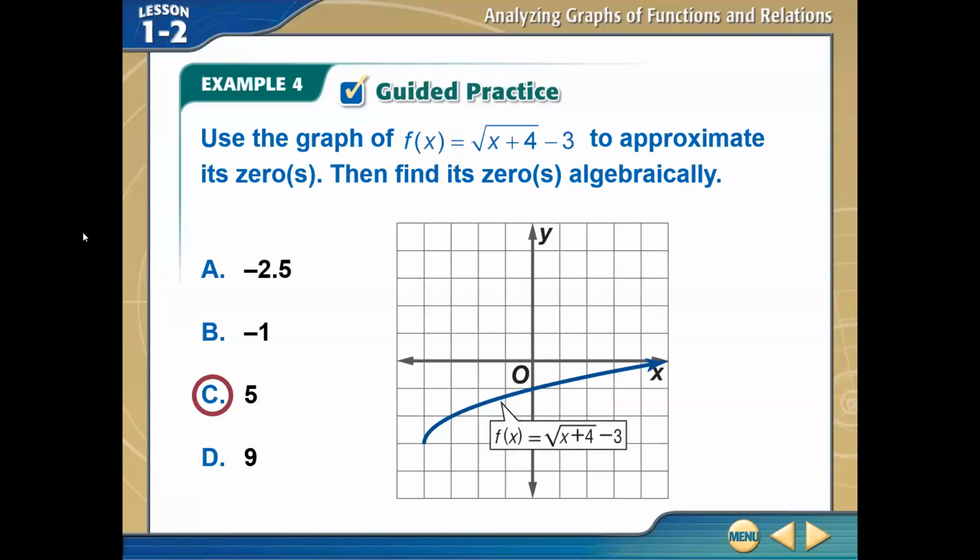And you can see the book agrees with me. 5 is our correct answer for the root of the equation.